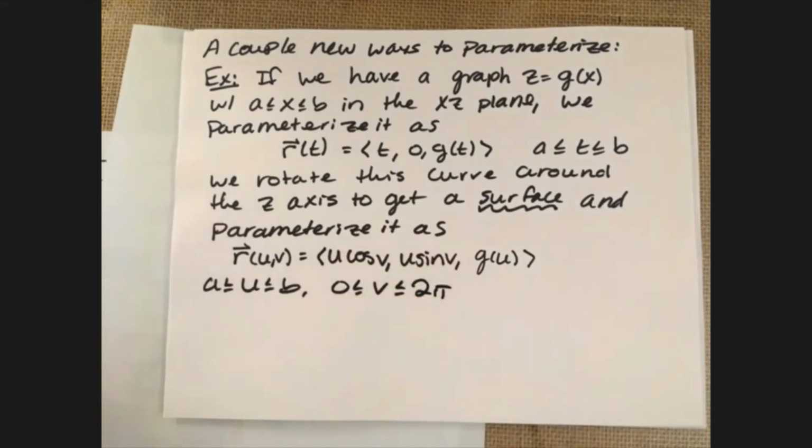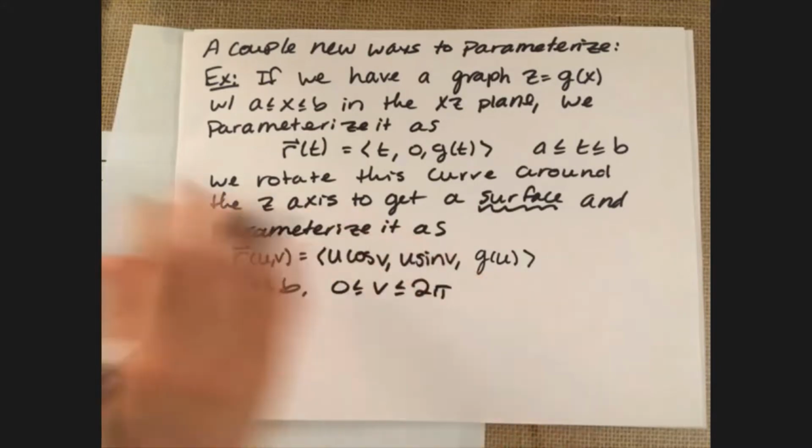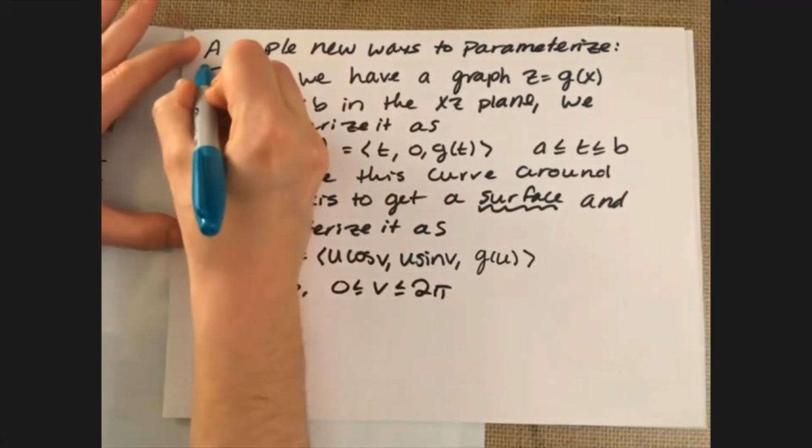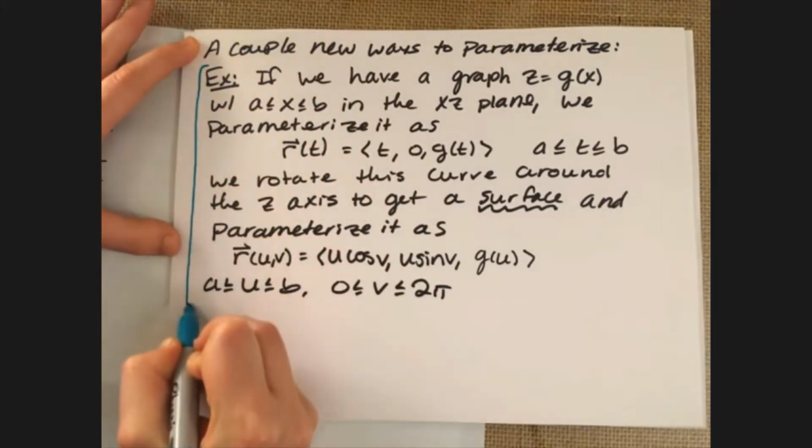Okay, so that maybe looks a little bit random, but I'm going to do a more concrete example of this in a little bit. I will say this is definitely something you should have either highlighted or marked in some way to denote that this is a method of parameterization.